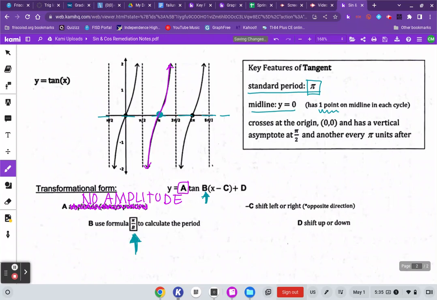in either direction when it comes to the range. So there's no maximum point or minimum point. So there's no amplitude. And that goes the same for cotangent as well.